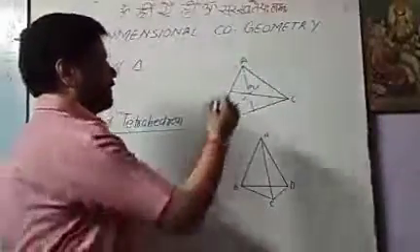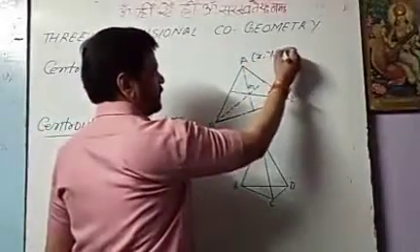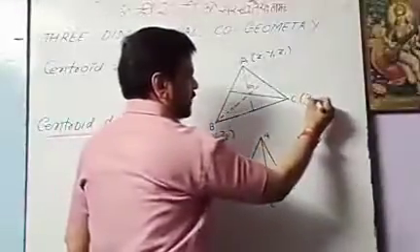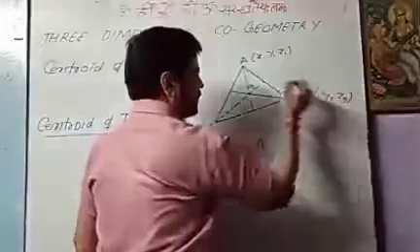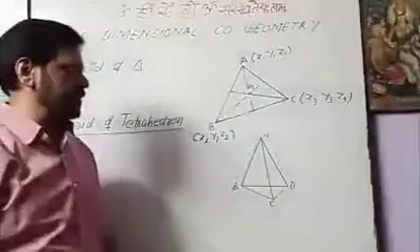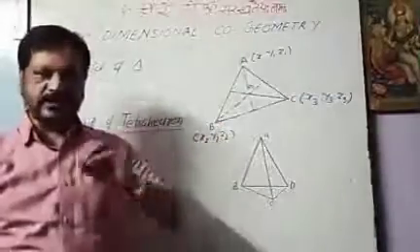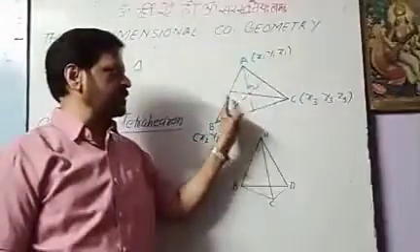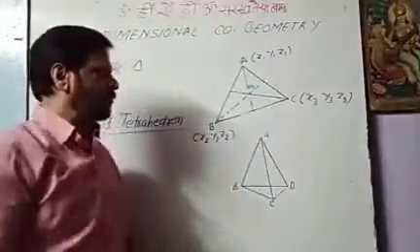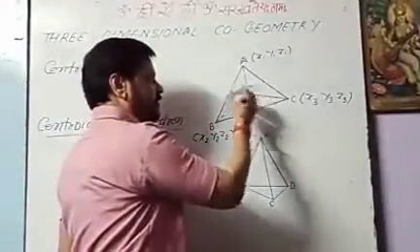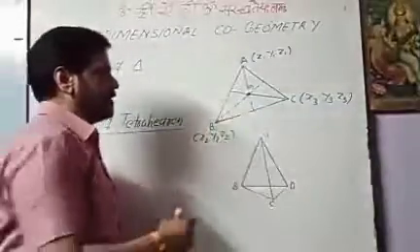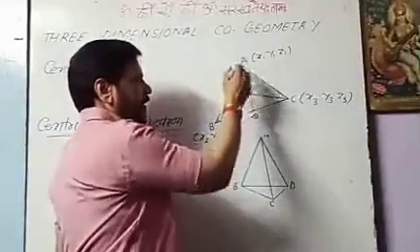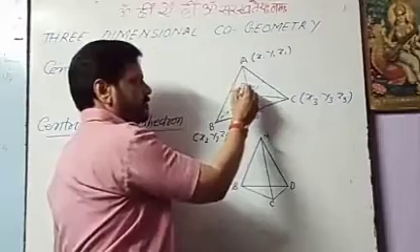So see, if x1, y1, z1, x2, y2, z2, and x3, y3, z3 are the vertices of a triangle ABC, then what is the centroid of a triangle? It may be defined as the intersection point of the medians. Now we find the coordinate of centroid, meaning coordinate of G. This G divides the median AD in the ratio of 1:2.